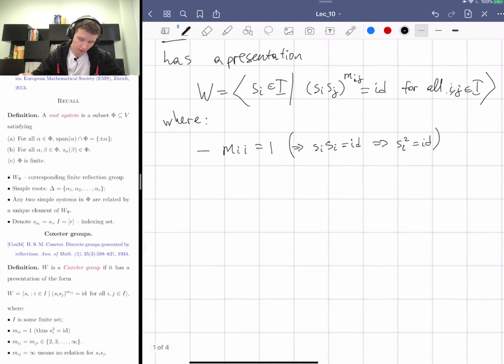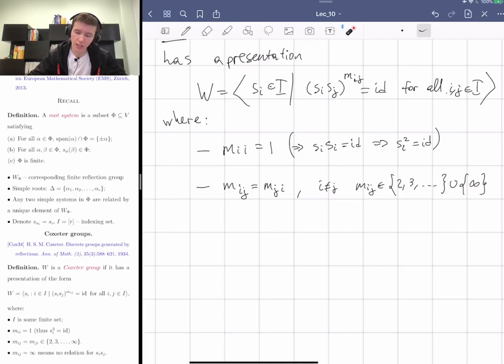And the other condition is that this M matrix is symmetric, M_ji, and so for i not equal to j, M_ij belongs to the set of integers 2, 3, etc., union with infinity. So in some cases it's allowed, even though we're not going to have that, it's allowed to have this M_ij to be infinite, in which case there is no relation. So infinite means no relation on M_ij.